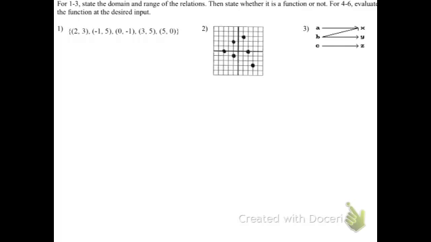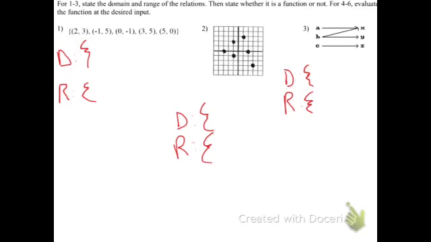Okay, 1, 2, and 3. For each of these, the domains are the x values and the ranges are the y values. So get your little curly brackets going. And we'll get domain, range here. Hold on, let me get these written. Okay, now they got those written. We'll move on to number 1.